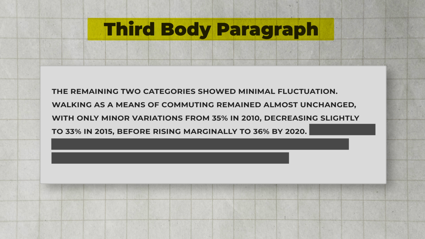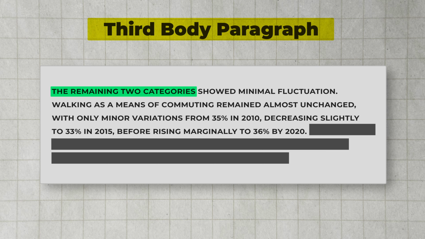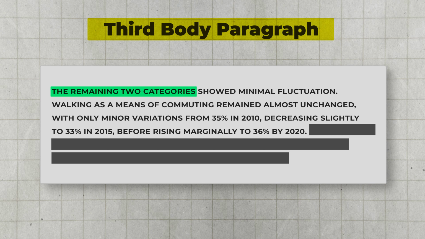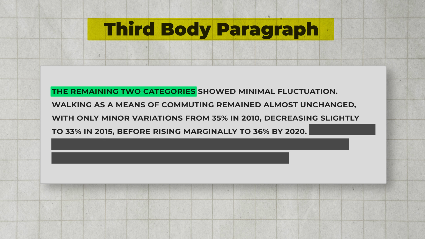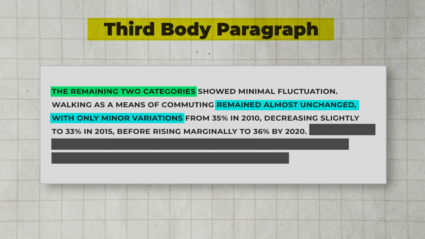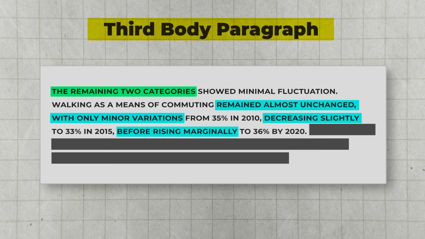To open this paragraph, I used a grouping language. I grouped the last two, or the remaining two, categories and explained the trend. The strategy remains the same. We describe a trend and then we go into the numbers. The only thing that I changed is the vocabulary. When we talk about fluctuations and stability, we can say that it remained almost unchanged with minor variations and decreased slightly before rising marginally. Again, these adverbs show very little, insignificant change.